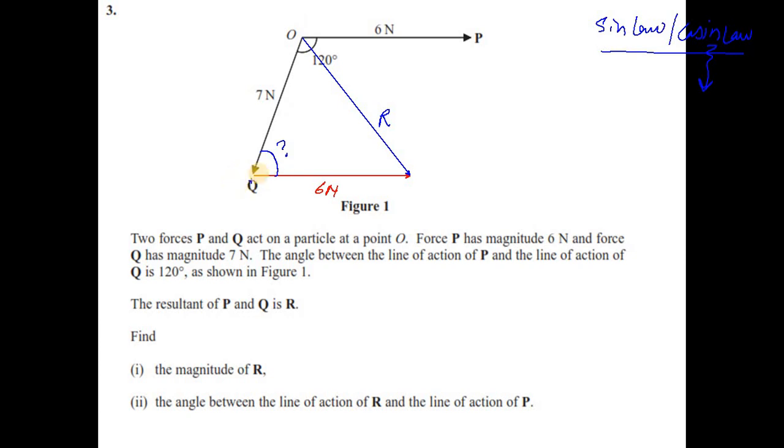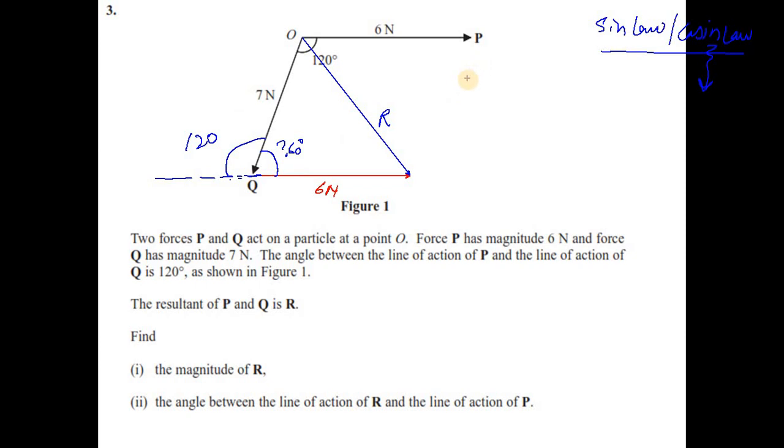You can say that if you extend the 6 Newton vector in the backward direction, something like this, this angle is 120 degrees, because these are alternate angles, 120 and 120. If this is 120, this angle should be 60 degrees. Now we have the angle, so we can figure out r, because the two other sides are given.